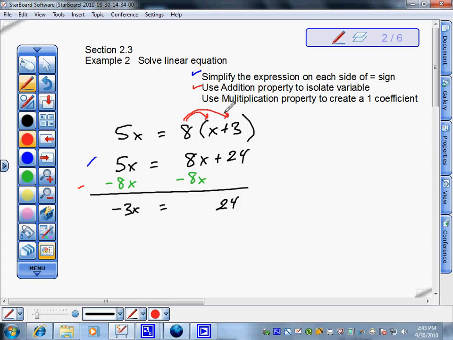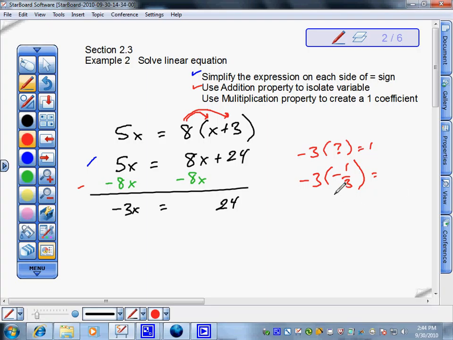We're now ready to use the multiplication property to create a coefficient of 1. My coefficient currently is a negative 3x. What do you multiply a negative 3 by to get 1? So the question is, a negative 3 times what equals 1? Our answer is going to be a negative 1/3.